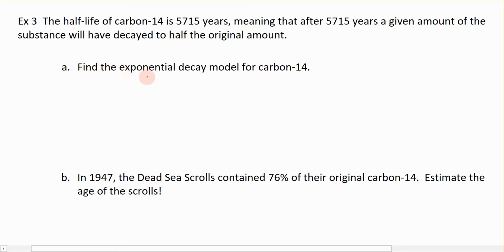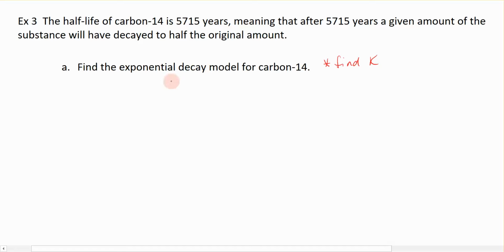So the first thing I want to do is find the exponential decay model for carbon-14. In other words, we have to find k first and then put that into the model we're looking for. So let's see how we're going to start here. We know that we have the growth and decay model A equals A naught e to the kt. We also know that at time 5715, the amount of carbon is half of the original amount. So I'm going to write that as A naught divided by 2.